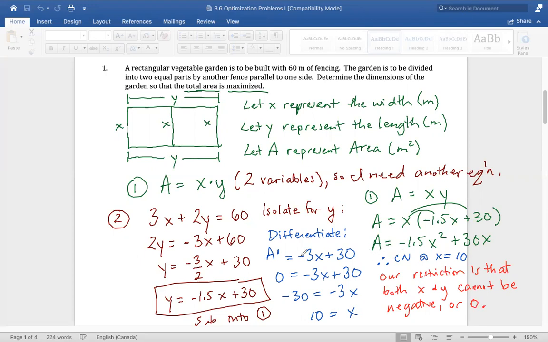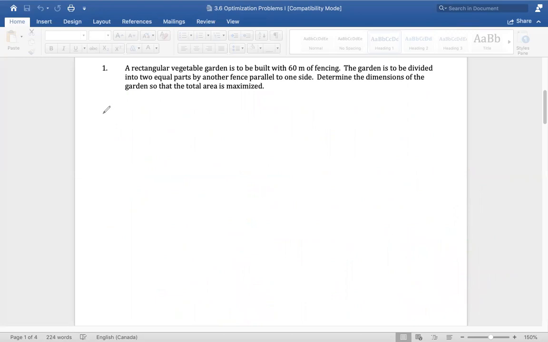So I'll rewrite what my first derivative is here. So I ended up with A prime being negative 3x, that was supposed to be plus 30. So let's get the second derivative. Negative 3, and that's it, right? Negative 3, that's it.